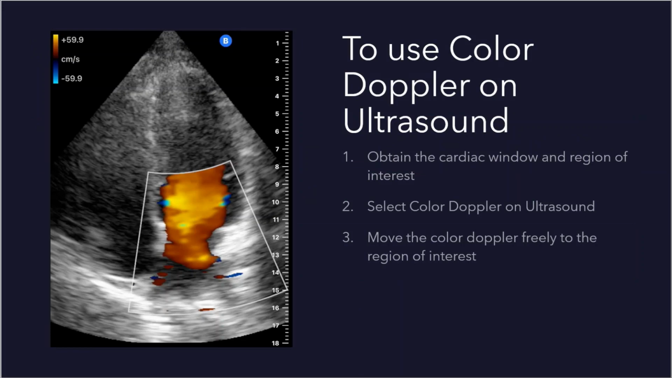To use color Doppler on ultrasound, first you obtain the cardiac window and the region of interest, then select color Doppler on the ultrasound, then you move the color Doppler box to the region of interest, as shown in this picture.